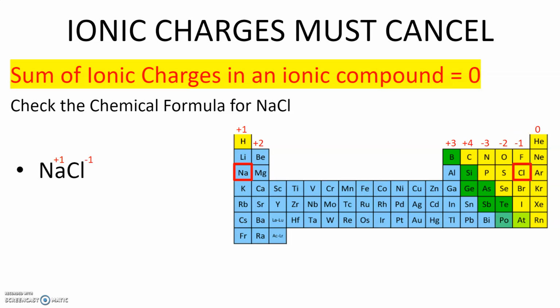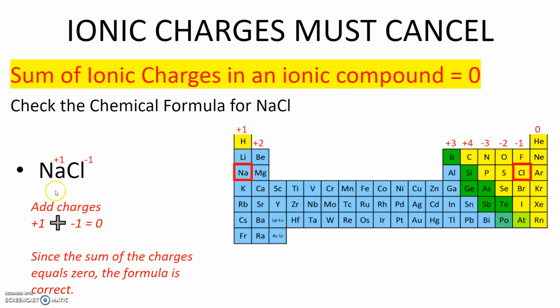So in order for this formula to be correct, when I add up these two charges, it must equal 0. So does that happen? Yes, it does. If you add +1 and -1 together, it equals 0. And so since the sum of the charges equals 0, the formula is correct.